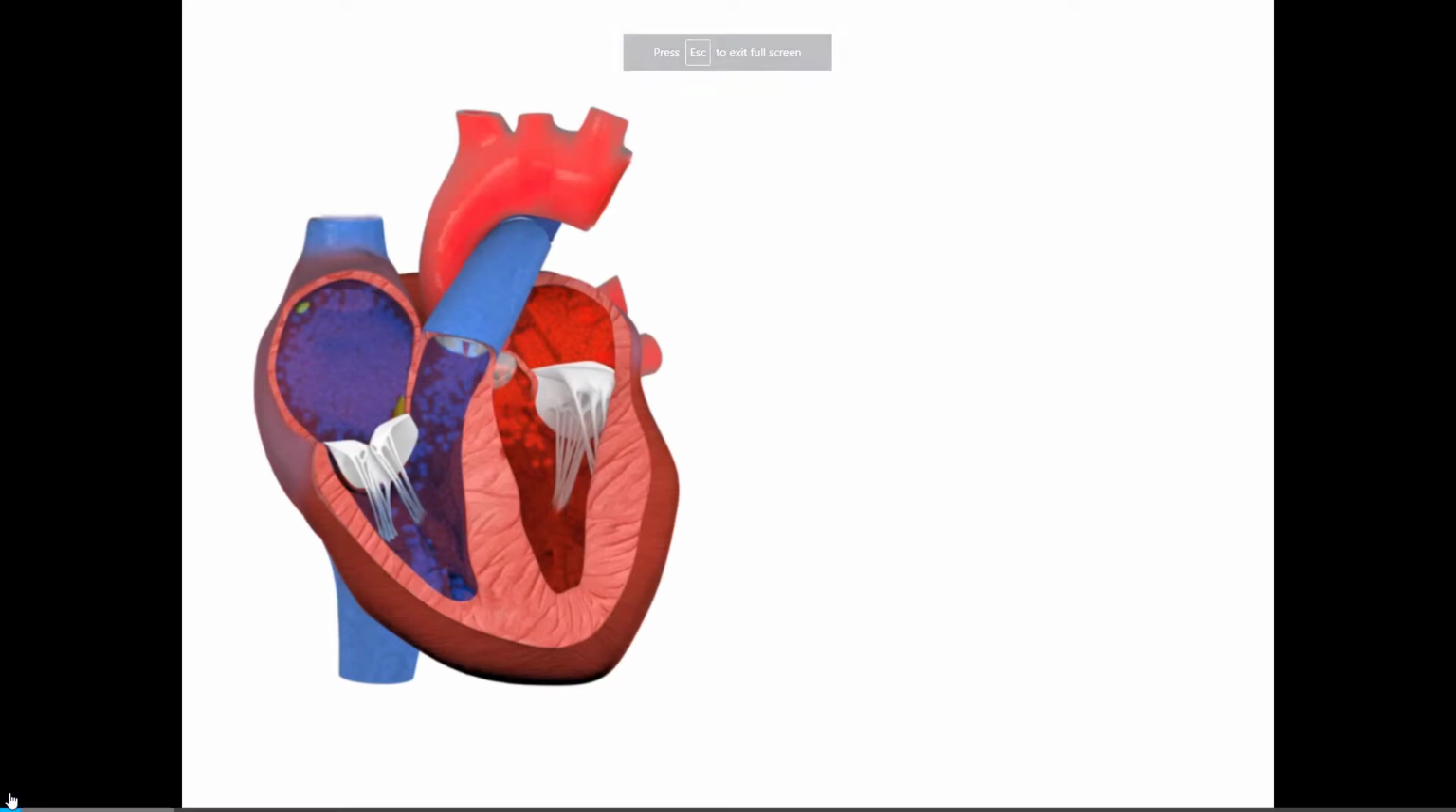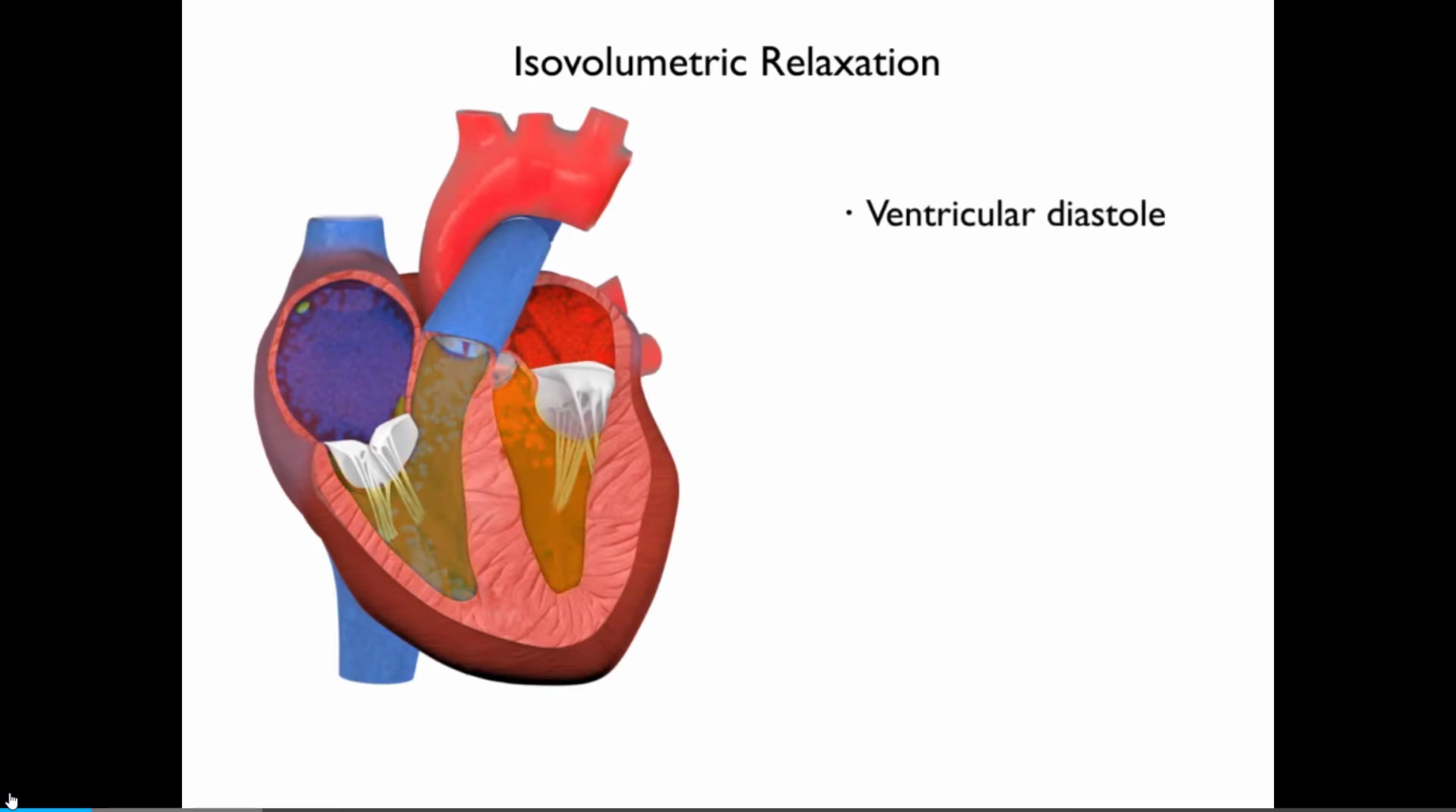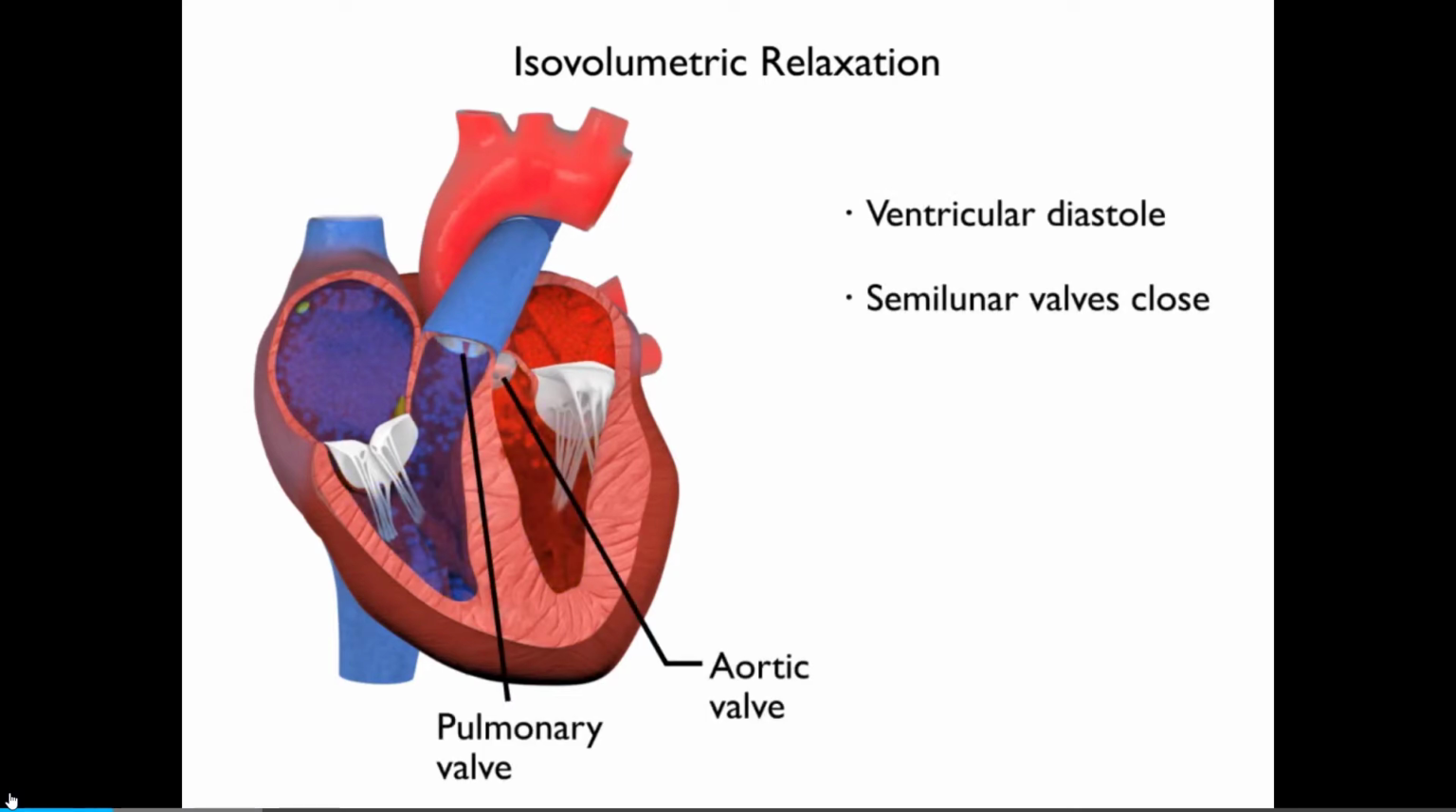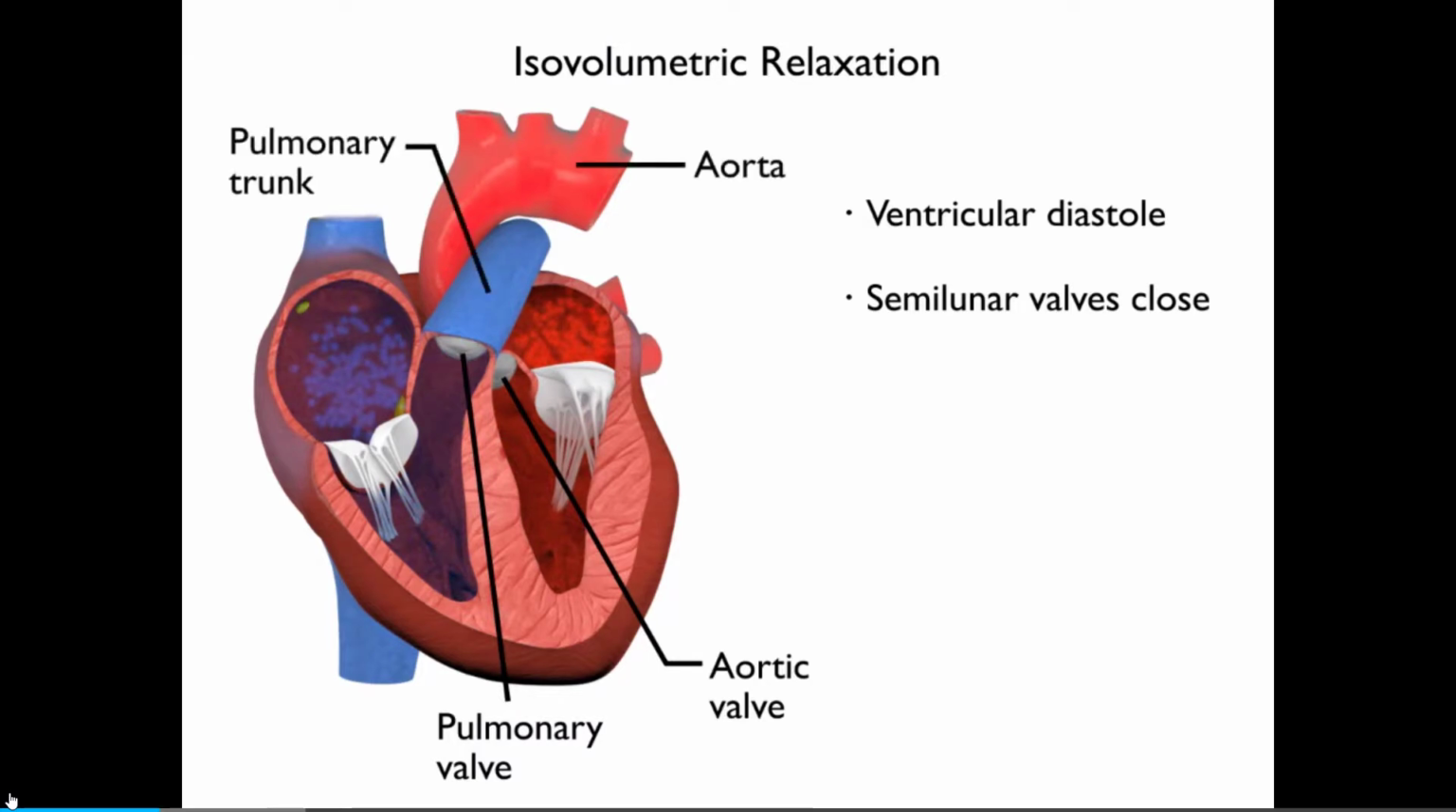The final phase of the cardiac cycle is isovolumetric relaxation. It begins when the ventricles enter diastole and the semilunar valves close. They close because the pressure in the aorta and pulmonary trunk is now greater than in the ventricles. The tendency for blood to flow back towards areas of lower pressure pushes the semilunar valves shut.